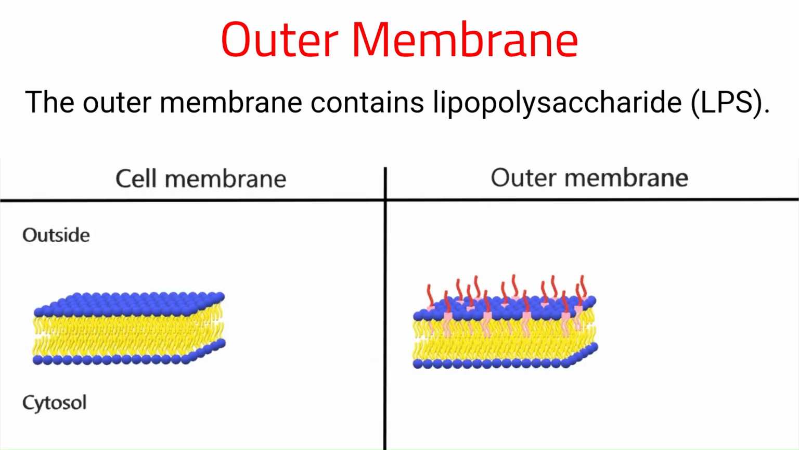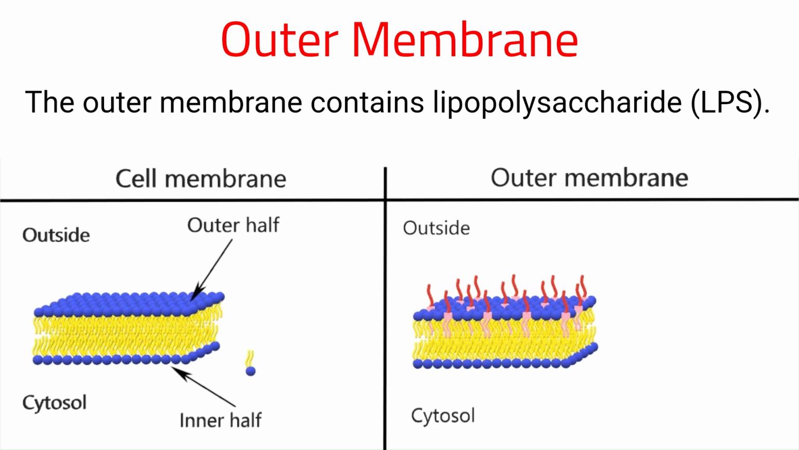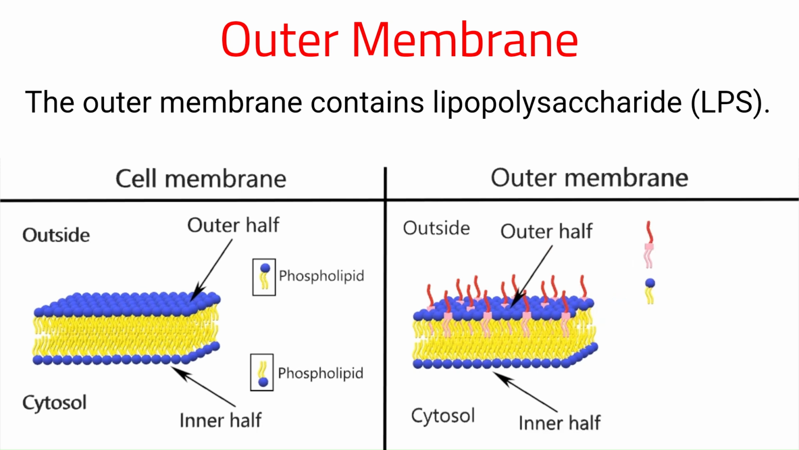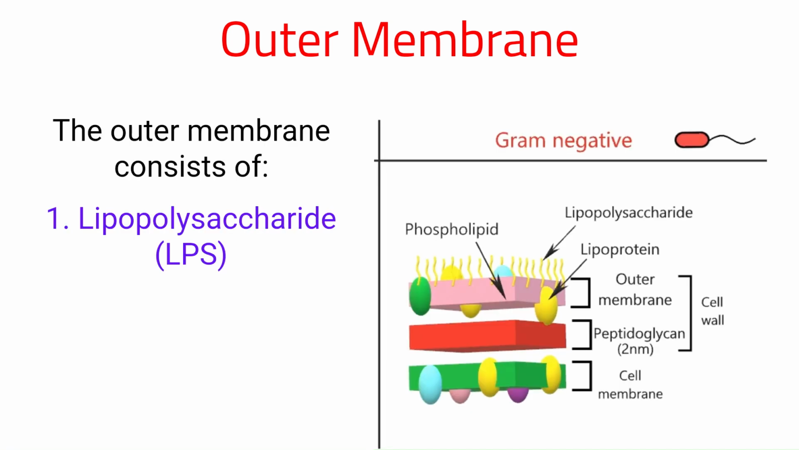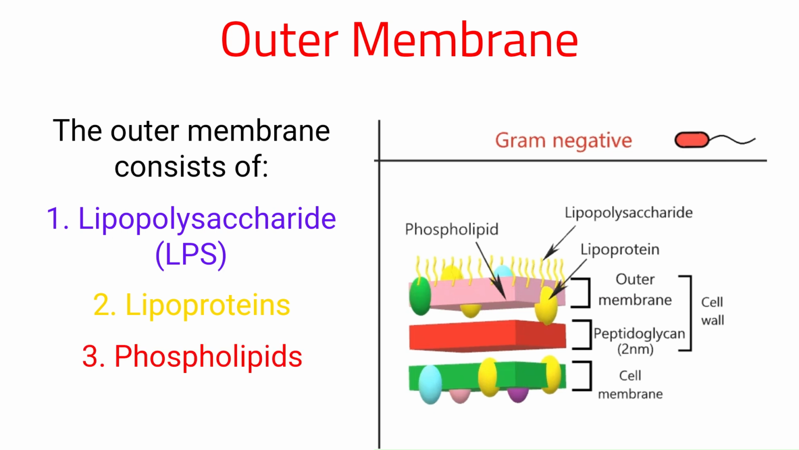It's just like a second lipid bilayer, but it is distinct from the cell membrane because it is not composed solely of phospholipid and proteins. Instead, the outer membrane also contains polysaccharide, which is linked with the lipids to form a complex known as the lipopolysaccharide layer, or LPS for short. The outer membrane consists of LPS, lipoprotein, and phospholipids. The inner half of the outer membrane is composed of phospholipids and lipoproteins. Lipoprotein functions as an anchor, tying the outer membrane to the peptidoglycan.